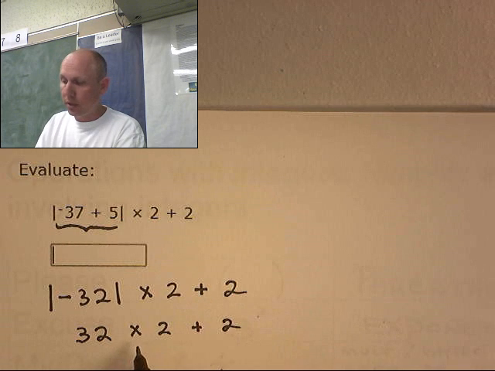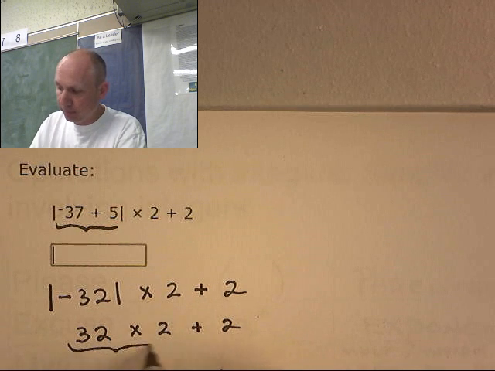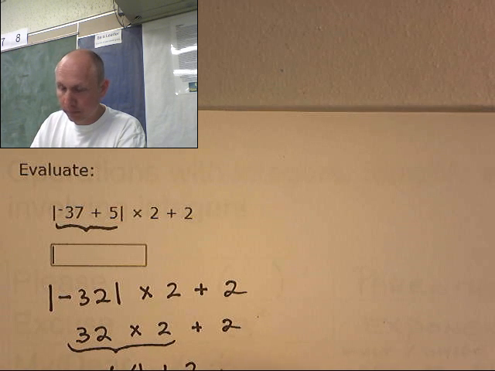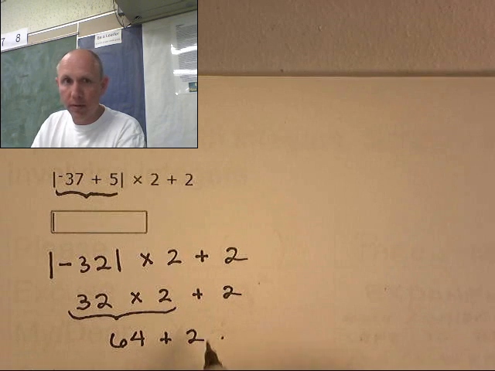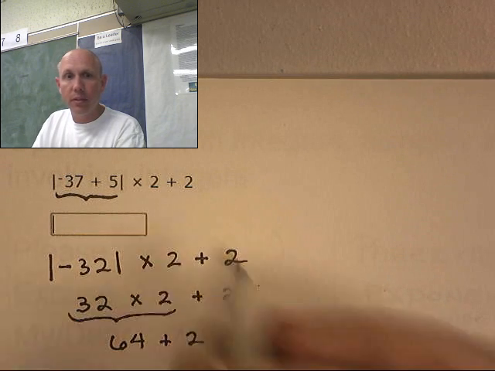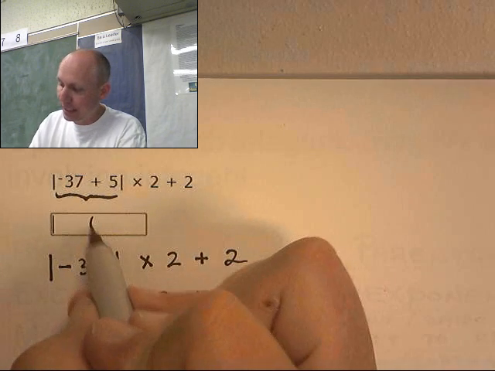What should I do first here? Should I do the multiplication or the addition? I should multiply. You can't see it, I know. 64 plus 2, which is 66.